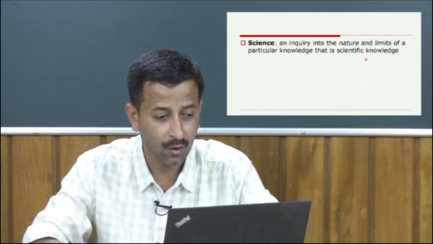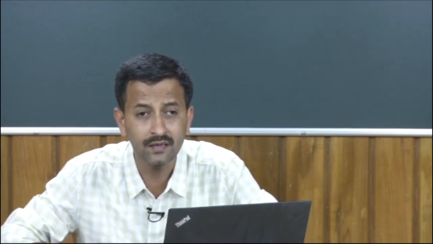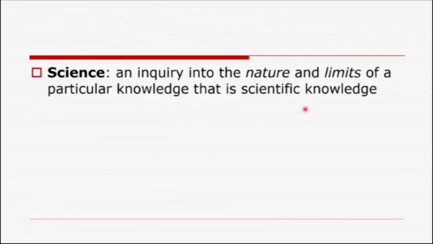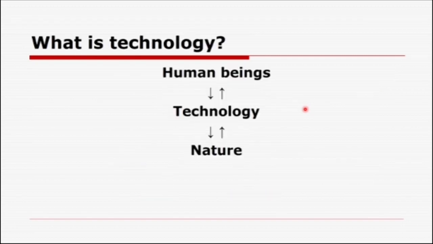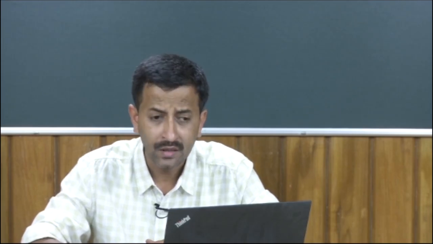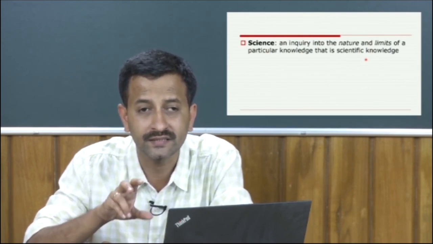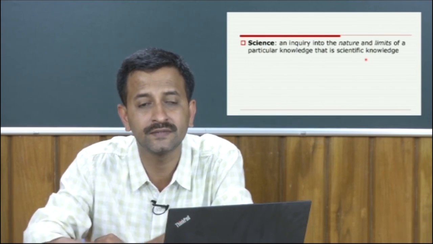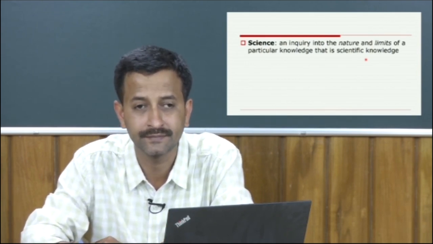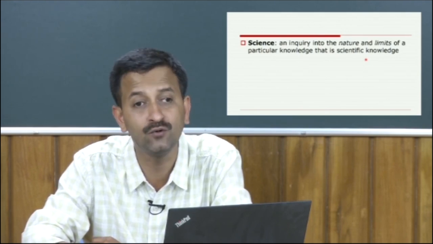Let us see how, till now, what we have discussed. Okay? What we have discussed till now is what a technology is, what science is, and then we will see how they are interrelated. Okay? When we see the relationship of technology and science, technology is very often known as the act of doing, and science is known as the act of knowing.